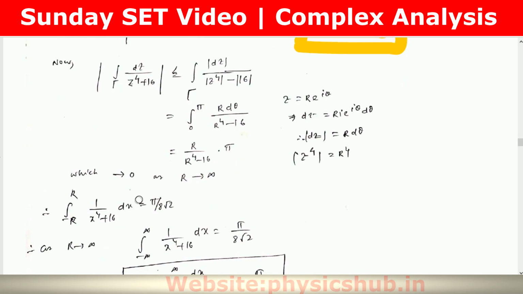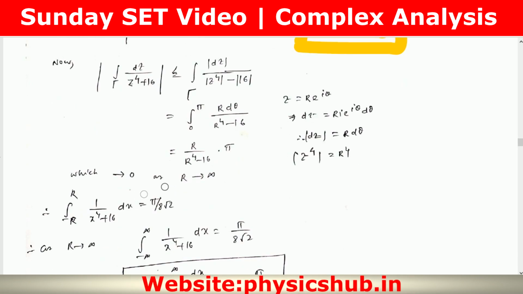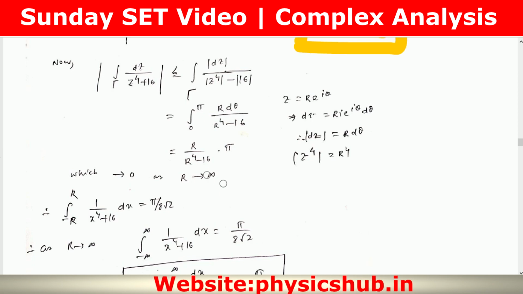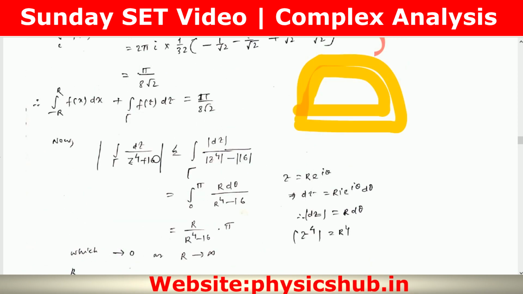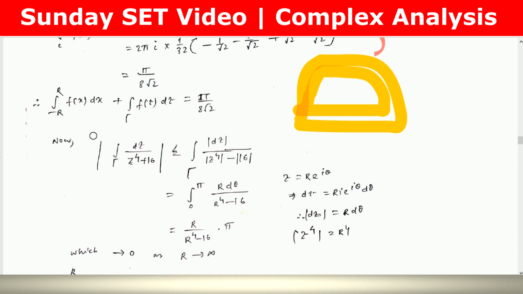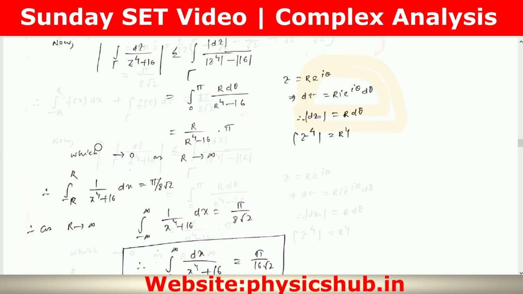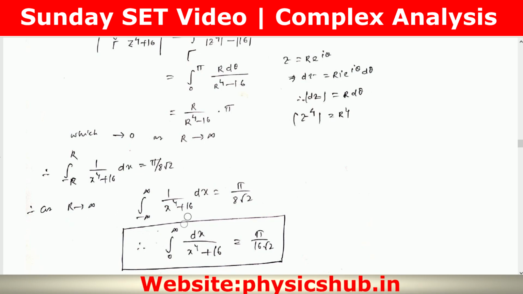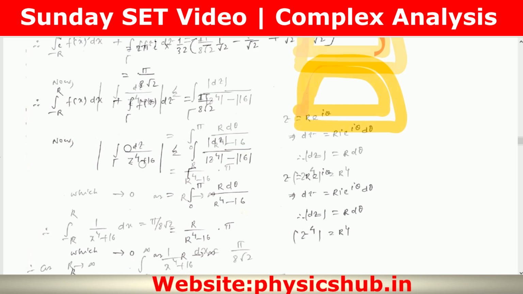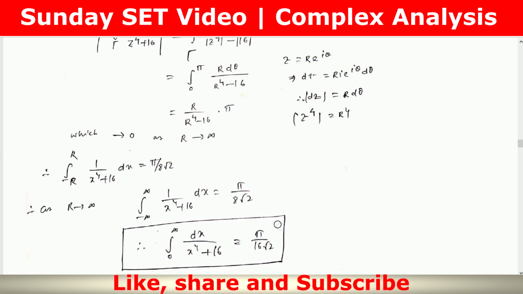Now when this r goes to infinity, this term goes to 0. Means if you put r equals infinity, then this term will vanish. So minus infinity to plus infinity, when r tends to infinity, 1 by x to the power 4 plus 16 dx equals pi by 8 root 2.